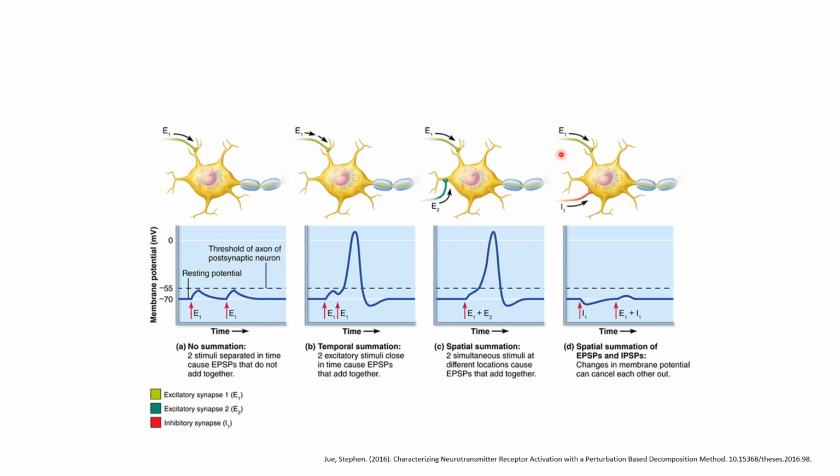In the last graph, this is an example of spatial summation of EPSPs and IPSPs. So at one location you have an EPSP coming in, and at the other location there is an IPSP happening. The changes in membrane potential of both the EPSP and IPSP cancel each other out, and because there is no significant change to cause the membrane potential to reach the threshold level, there is no action potential being triggered in this last instance.